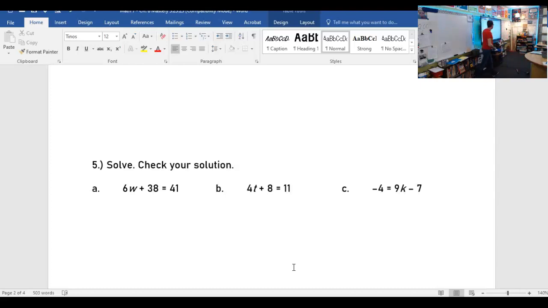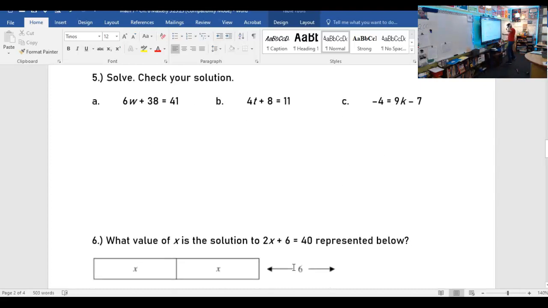One strategy a lot of us were using was draw that line down through the equals and do the same thing on both sides. Right? That OBS stuff that we've been practicing.